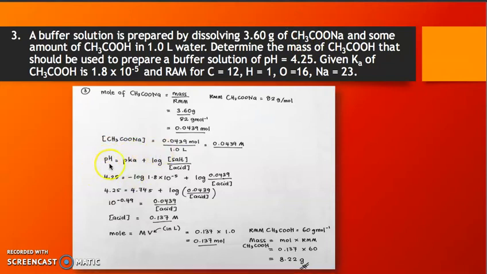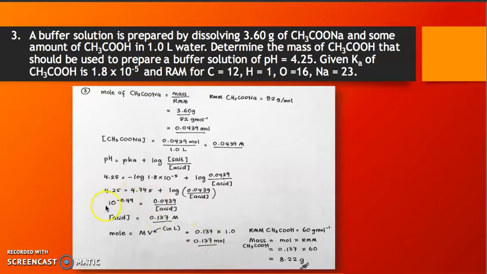Because the solution is a weak acid and the salt is the conjugate base, use the Henderson-Hasselbalch equation: pH is equal to pKa plus log of the concentration of salt, or conjugate base, divided by the concentration of weak acid. Then they give you the pH, 4.25, and you need to find the concentration of the weak acid, acetic acid.